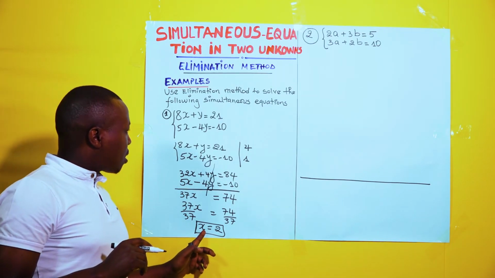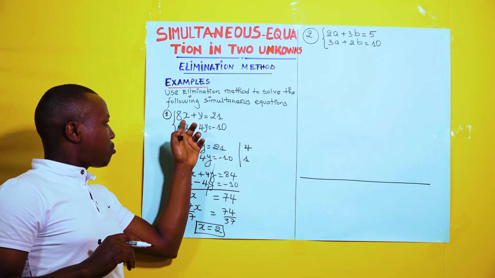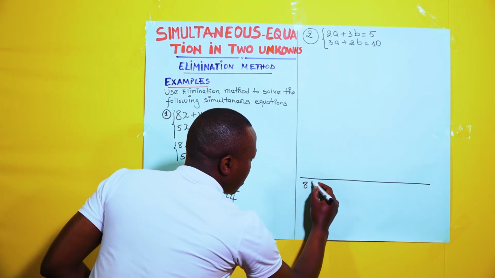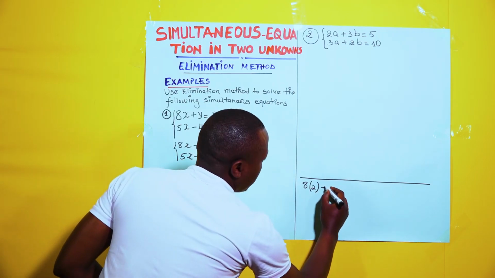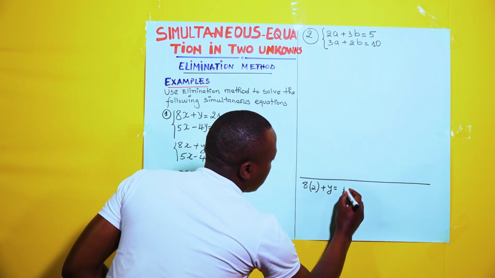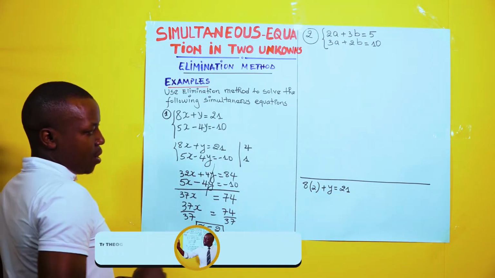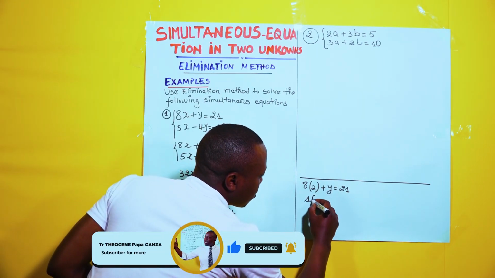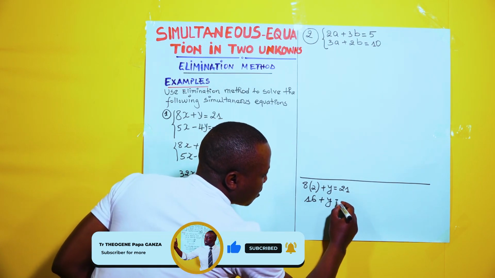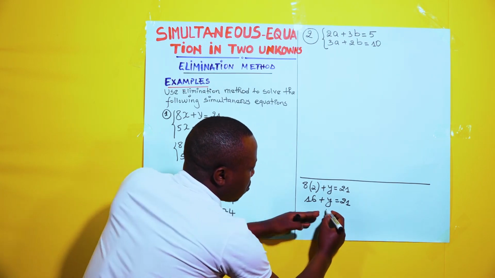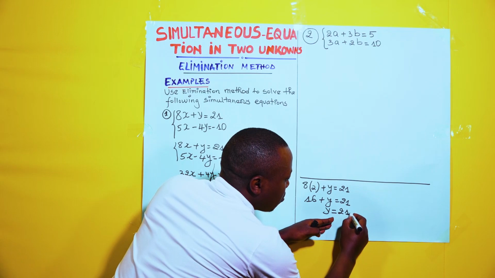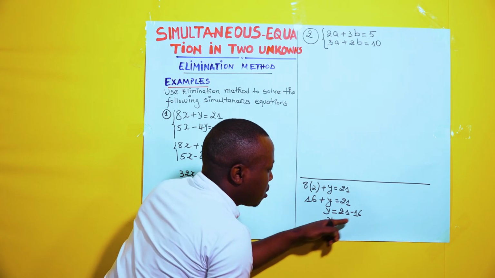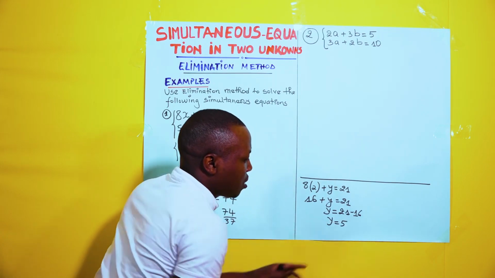Let us take x and substitute it in the first equation. It's going to be 8 times x, which is 2, plus y equals what? Equals 21, isn't it? Then this gives us 16 plus y, and this equals 21. So we are looking for what? We are looking for the value of y. The value of y equals 21 minus 16. So y equals what, class? It is 5. 21 minus 16 is 5.